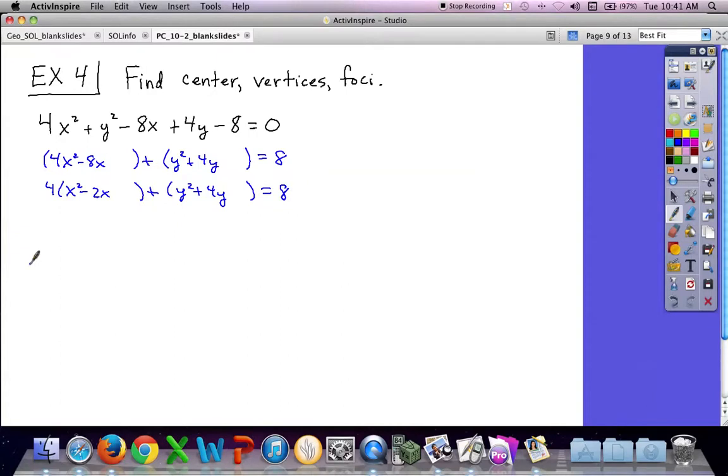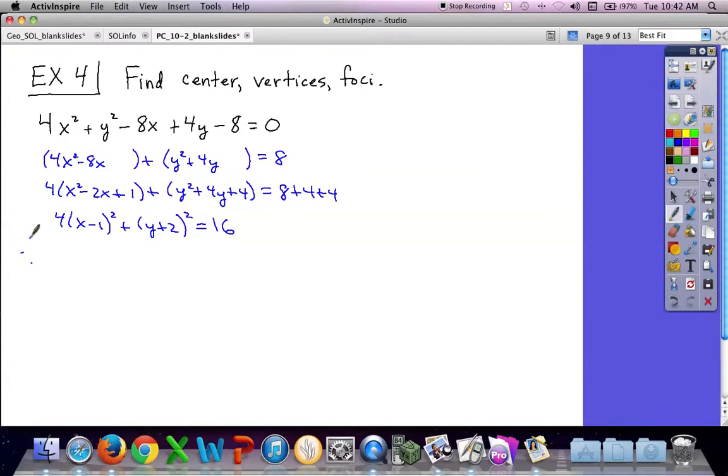And now what do I add to complete the square? Here, plus 1. What do I add to the other side? 4. 4 times 1 plus 4. Okay, what do I add here to complete the square? Half of 4, 2. 2 squared is 4. 4. So here's what we got so far. 4 times (x minus 1) squared plus (y plus 2) squared equals 16.